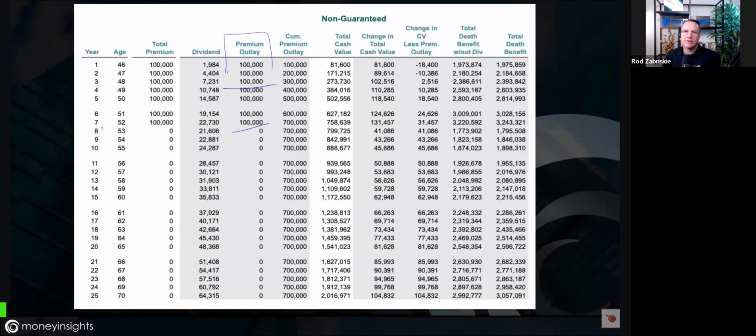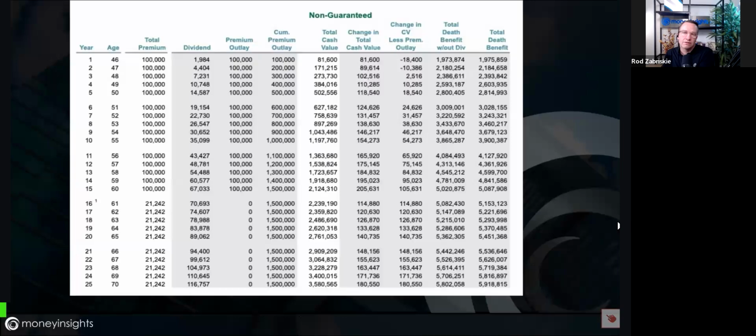But let's take this same policy, same structure. It's the exact same person, exact same policy. And let's say that instead of stopping after 7 years, they kept funding it. So they're going to fund for 15 years. So the 45-year-old just made it easy. It's like, oh, okay, well, they fund for 15 years. That gets them to age 60.